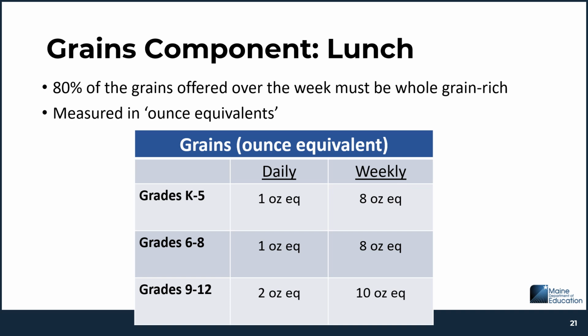And as you can see by these amounts, if you're only offering the daily minimum each day, you will not meet the weekly minimum for grades K through 8. So it's important to make sure that as the menu planner, you are offering more than 1 ounce equivalent on certain days to make sure that the weekly minimum is also met.